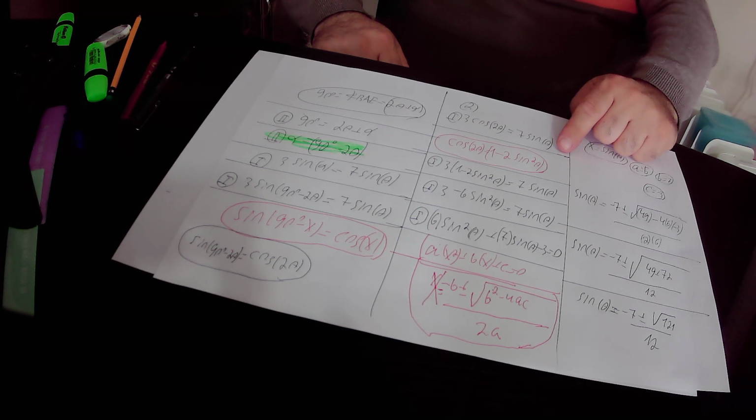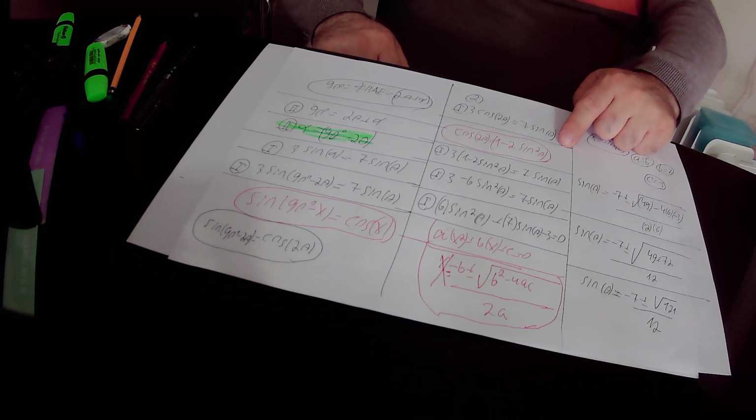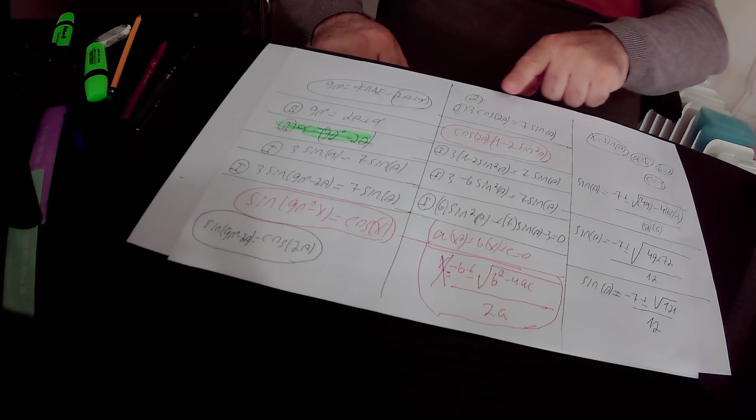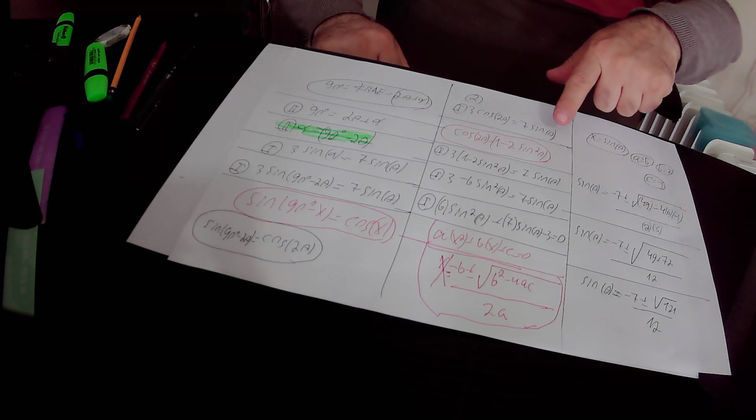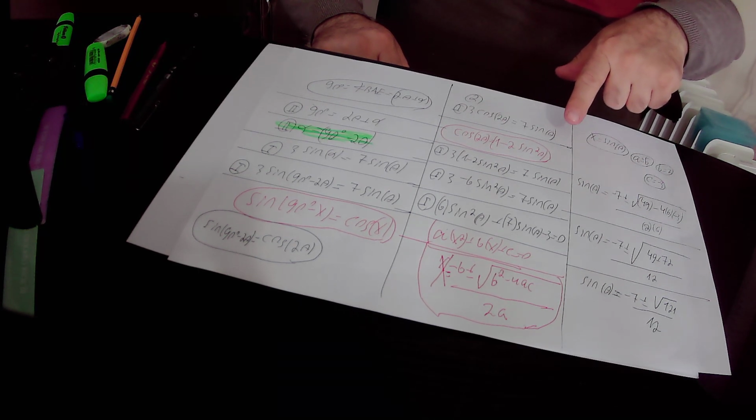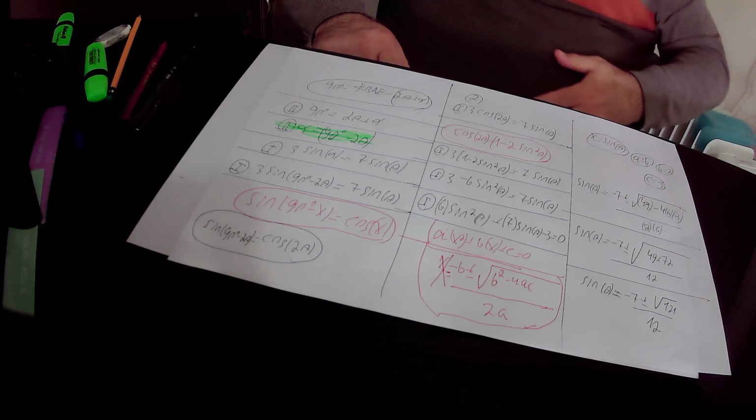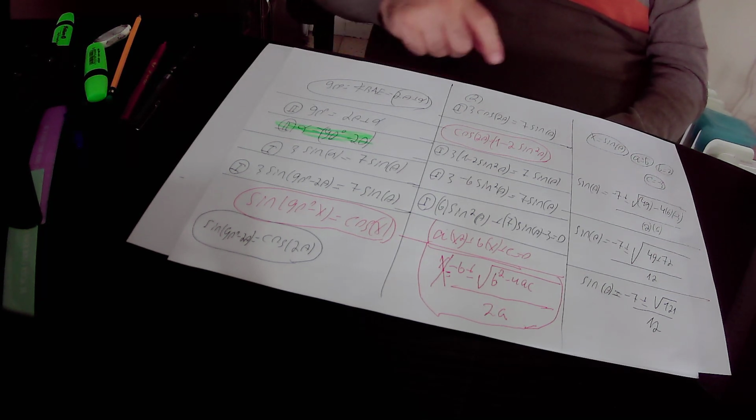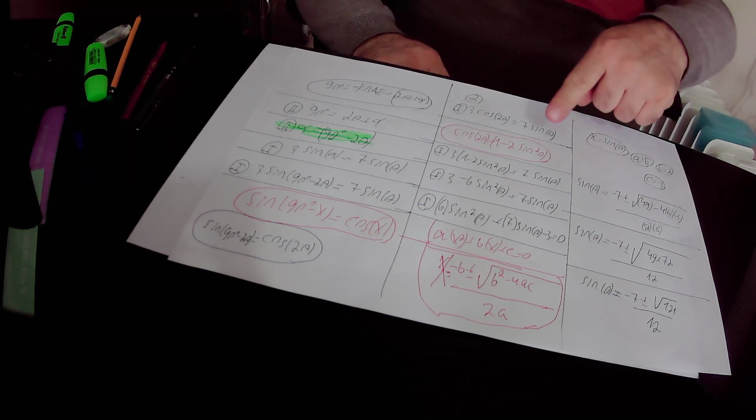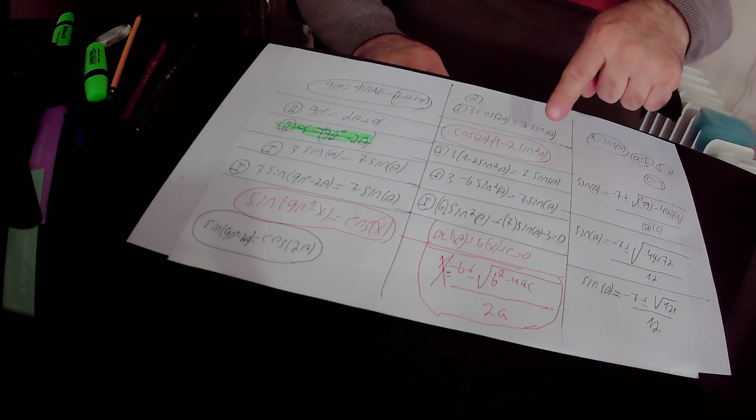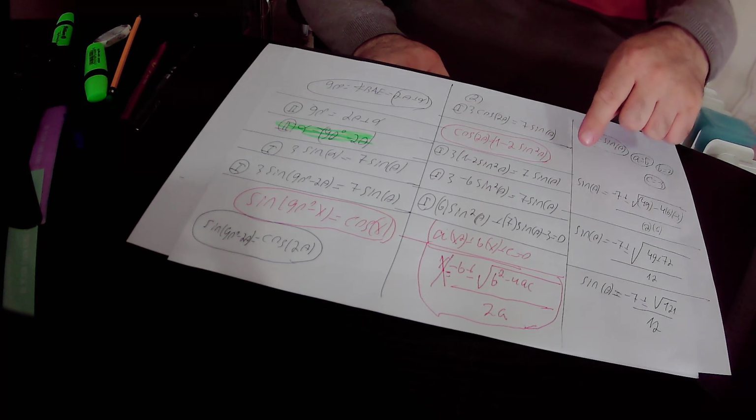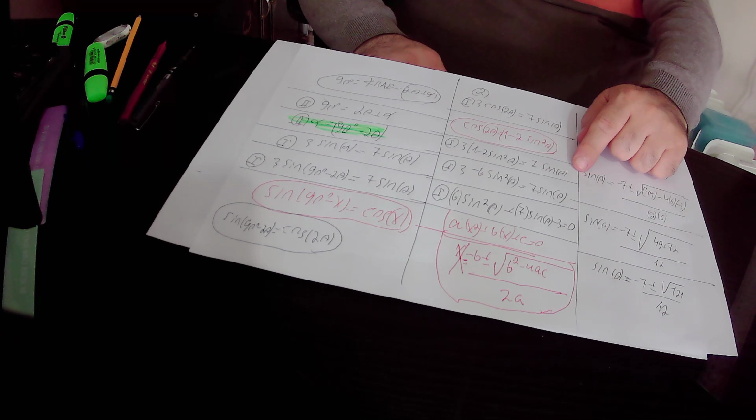Here we have the trigonometric identity that states that cosine 2 theta equals 1 minus 2 sine squared theta. So we can substitute cosine 2 theta in equation number 1 by 1 minus 2 sine squared theta. We did it, and we got that 3 times, instead of cosine 2 theta, we wrote down 1 minus 2 sine squared theta, that equals 7 times sine theta.